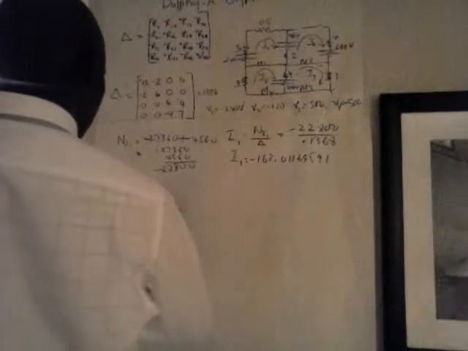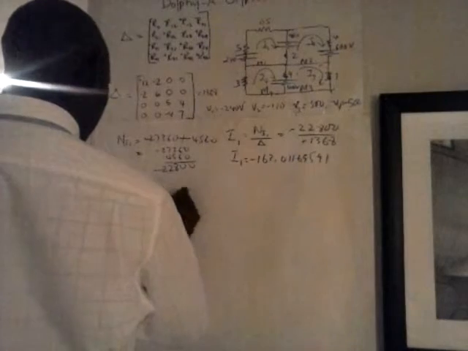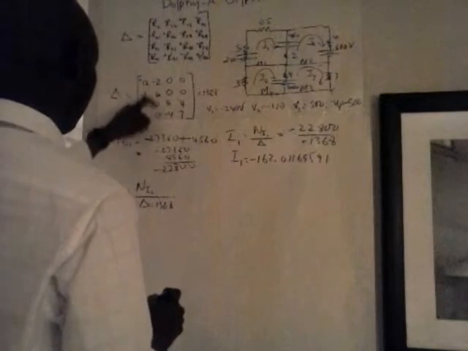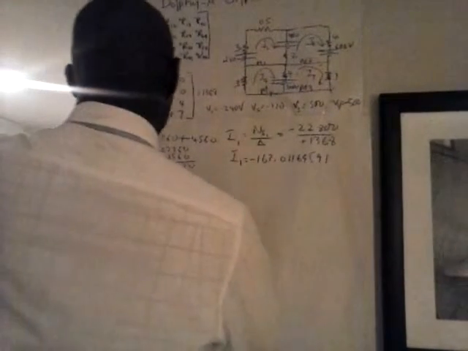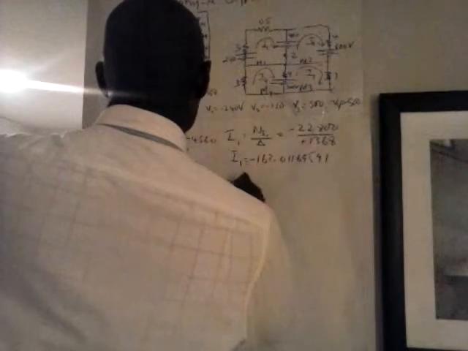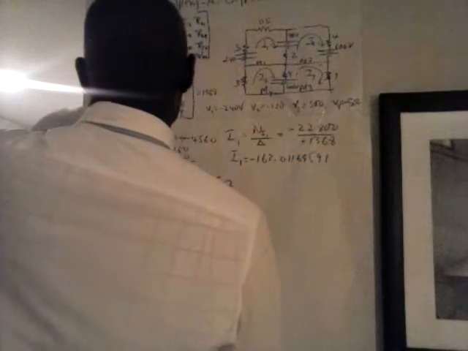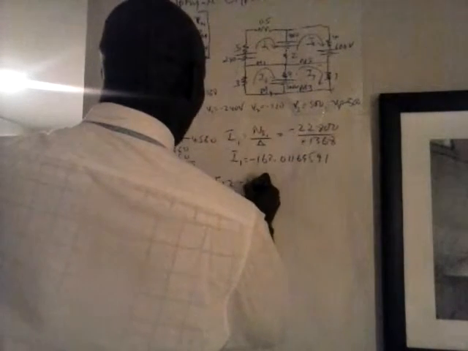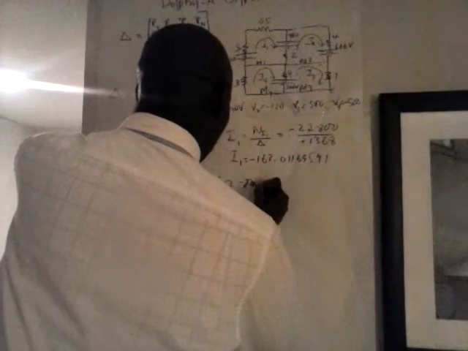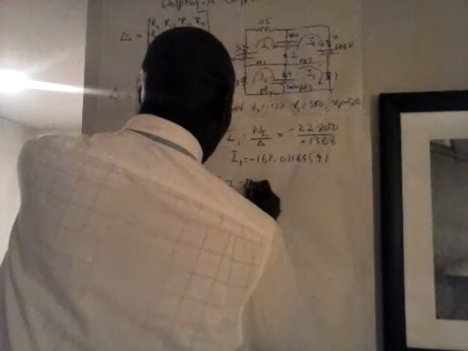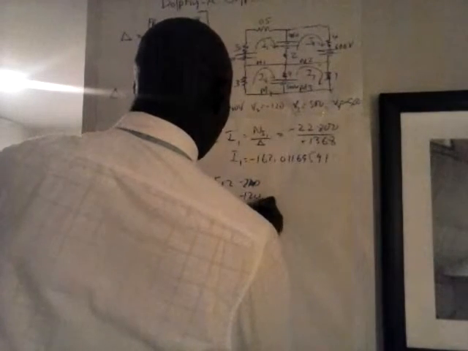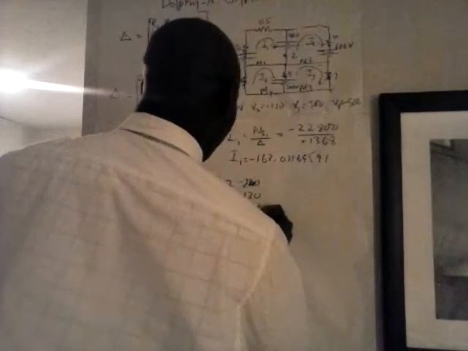Delta we know is equal to 1368. Now to find Ni2, we're going to replace this column by the voltage value. Let's do it now. So we say now that Ni2, the numerator value, would be equal now to 12, minus 2, 0 and 0. Replace this column now by the voltage value, which would be now minus 120. Really 240, your V1 is 240. Minus 120. V3 is 500. And V4 is minus 500.